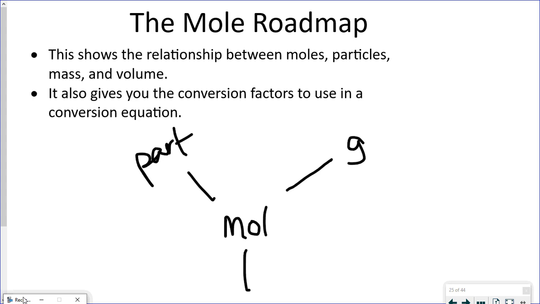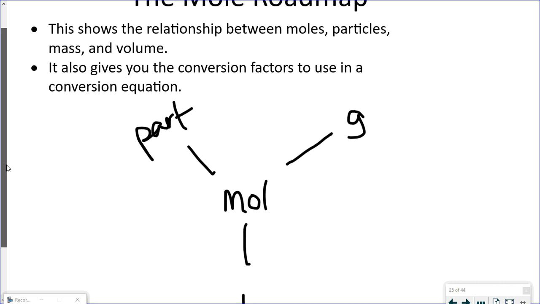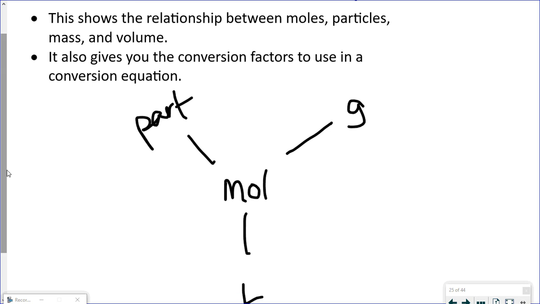Now, one thing that you will notice, let me scroll down so you can see liters, is that there are only connections going between moles, liters, particles, and grams. You cannot go directly from particles to grams. There's no line attaching it. So no matter what you're converting to, you always have to go through moles.